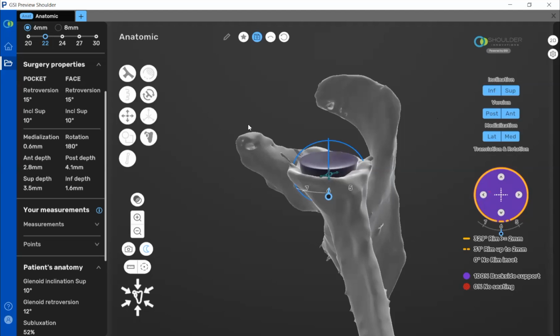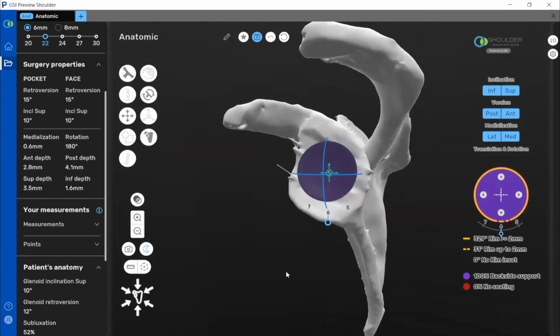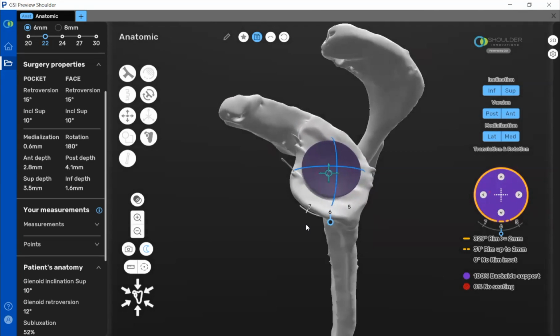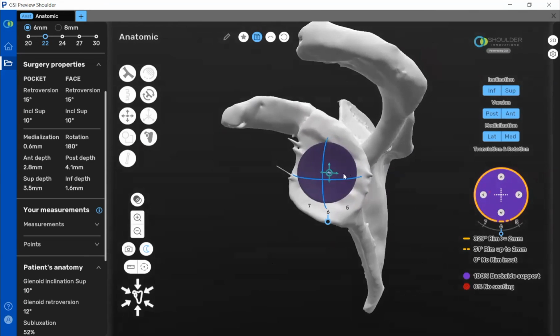And the goal here would be to try to get it to be, this is measuring 12. We try to get as close to that 4-degree version as possible. And so this is the shoulder innervations inset glenoid.